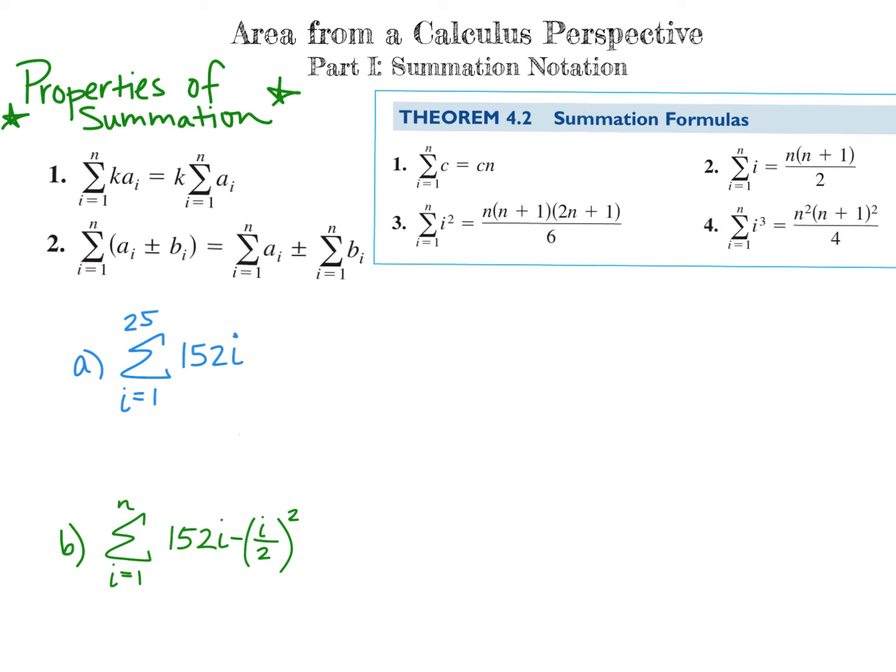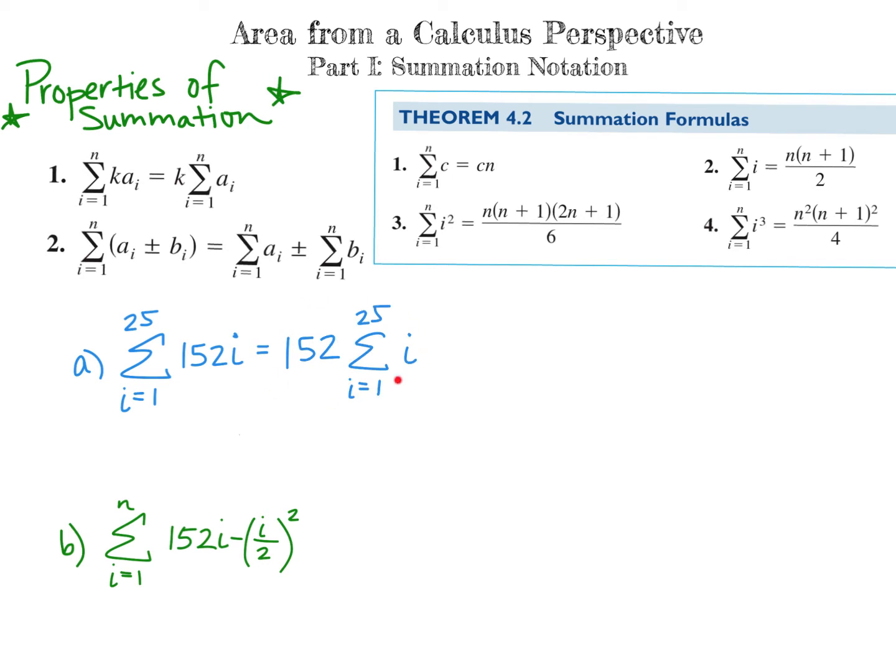Part A certainly looks monotonous. Not exactly challenging, but just kind of like it would take a long time. We need to sum 25 terms, multiplying them all by 152. It seems like there could be kind of a shortcut to this. Well, what we can do is first use this property up here that says we can bring that constant of 152 out front and then just evaluate the summation. So let's bring that 152 out front.